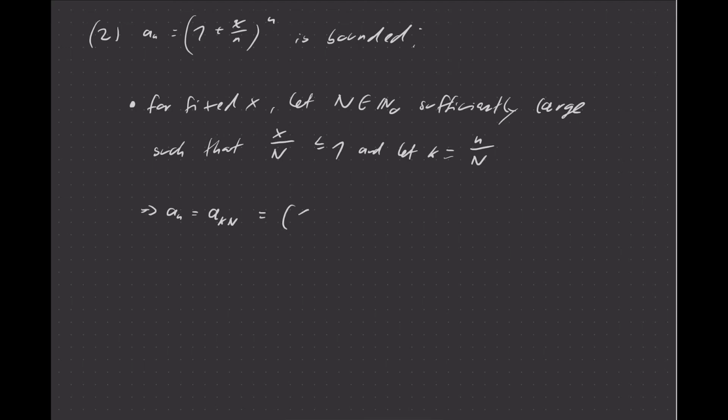So this whole expression becomes 1 plus x over kn to the power of kn. Not a lot changed yet. What we can use now is this relation here: x over n is less or equal to 1. So there's an x over n here, and that's less or equal to 1, meaning we can say this is less or equal to 1 plus 1 over k. So the k stays, of course, to the power of kn.